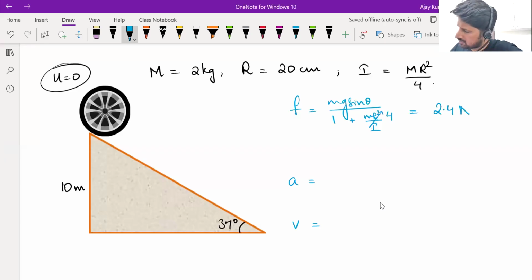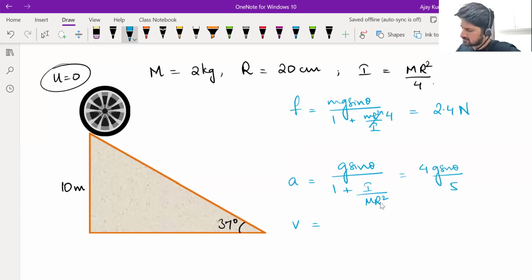Friction is 2.4 newtons. Then acceleration. The formula is g sine theta divided by 1 plus I by m r square. Now I by m r square is 1 by 4. 1 plus 1 by 4 is 5 by 4, so this effectively becomes 4 g sine theta by 5. g is 10, 10 sine 37 is 6, 24 by 5, so 4.8 meters per second square.